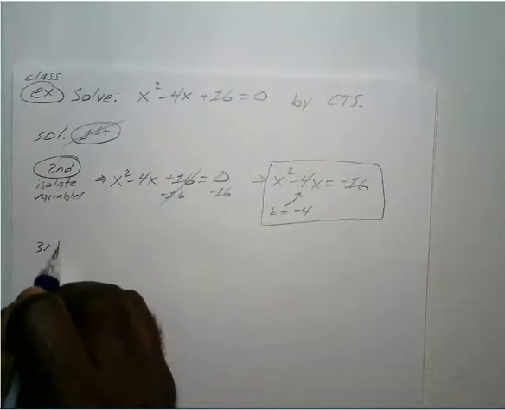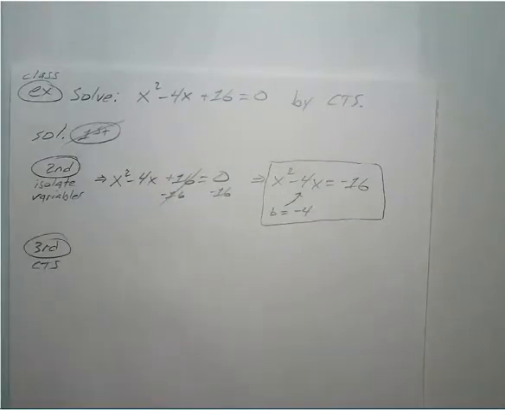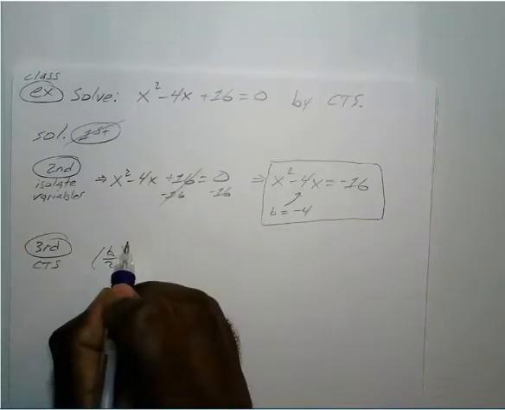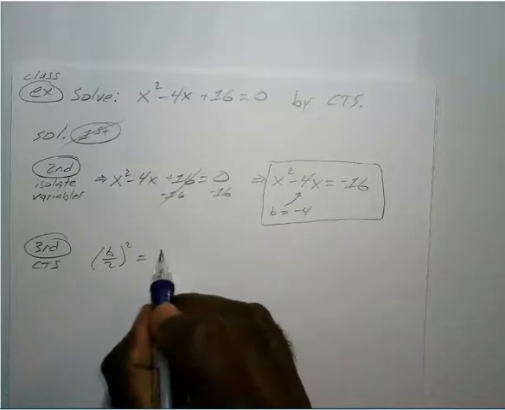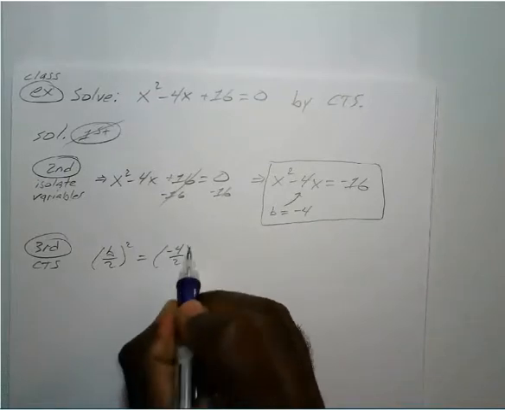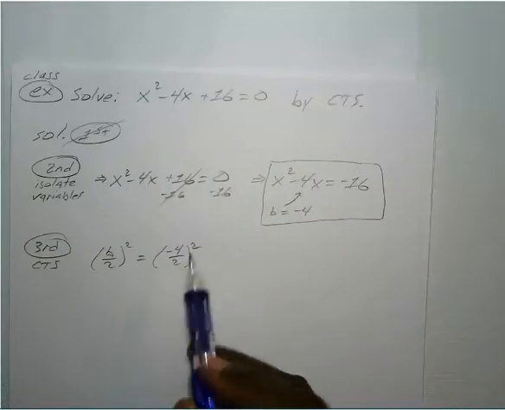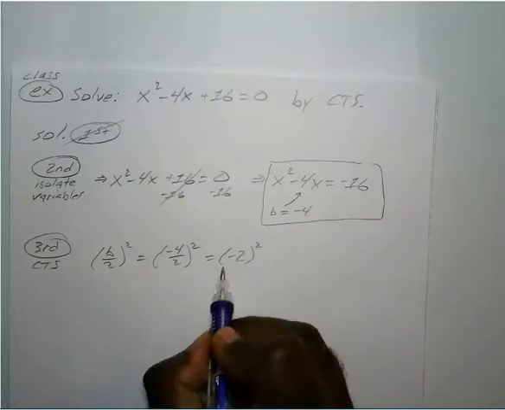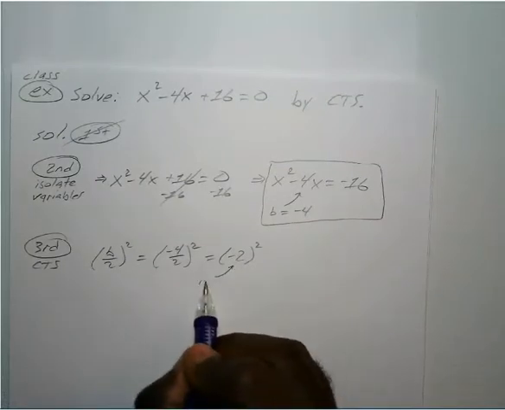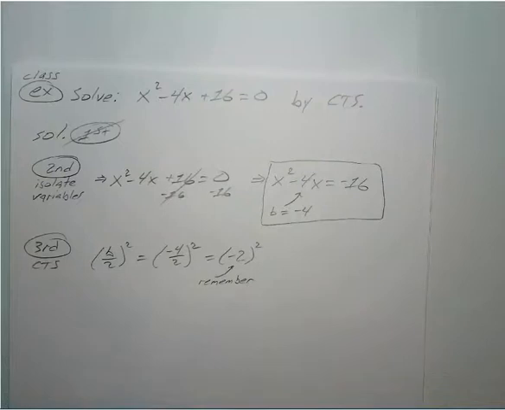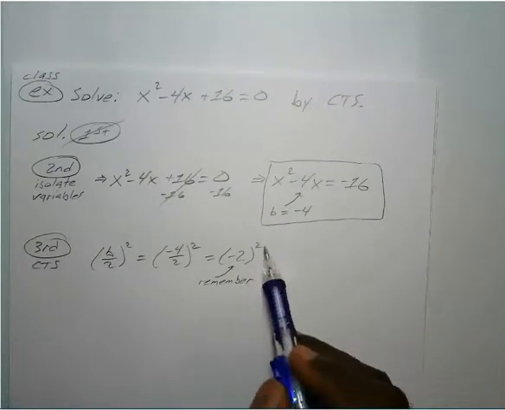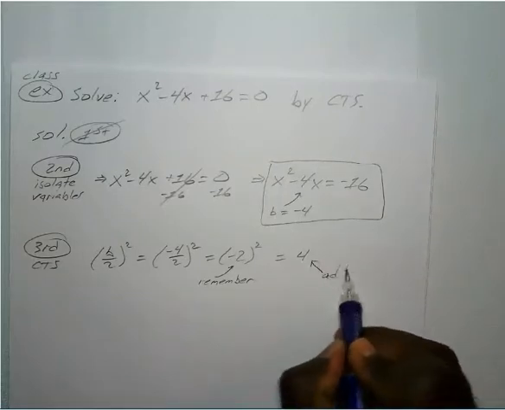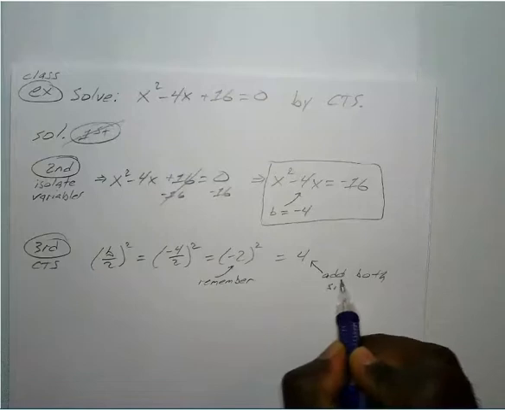Alright, so your third step, remember that's just completing the square. So you have b divided by 2 squared. B is equal to negative 4, so that's negative 4 divided by 2 squared. Negative 4 divided by 2 is just negative 2, so that's negative 2 squared. Of course, before you apply the squared, you want to remember that value. So negative 2 squared is equal to 4. And that's the value we're going to add to both sides.